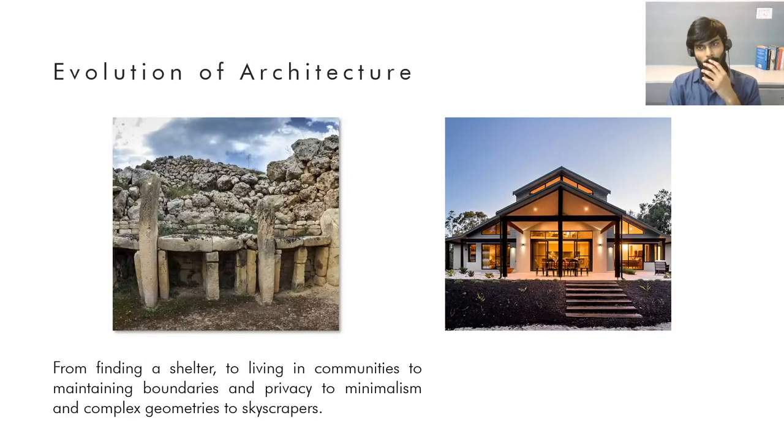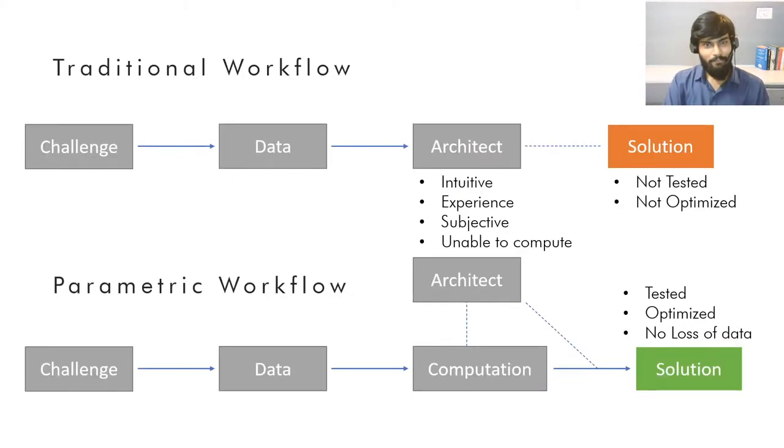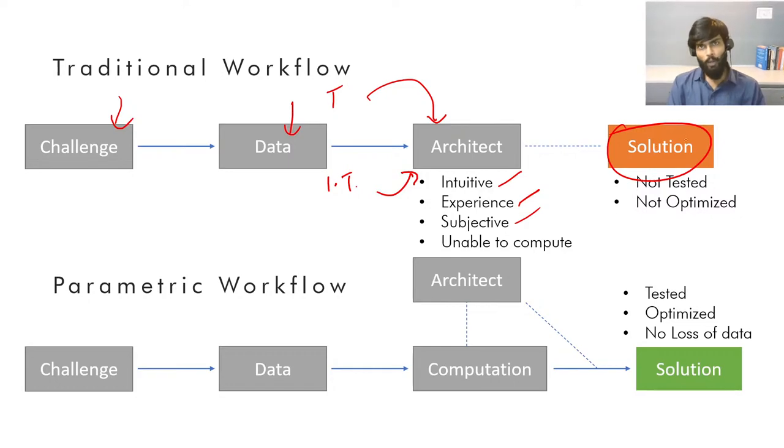And again, I'm not doing a great job at explaining parametric architecture in such concise terms. Okay, so bear with me here. All right, so this is what the traditional workflow looks like, where you have a challenge, you collect all the tangible data and intangible data, and you take it all inside your head, and based on your intuition, experience, and subjectiveness, you come up with a solution. Now, the problem with the solution is it is neither tested nor optimized. So you do not know whether your building will perform very nicely or very poorly until you build it.